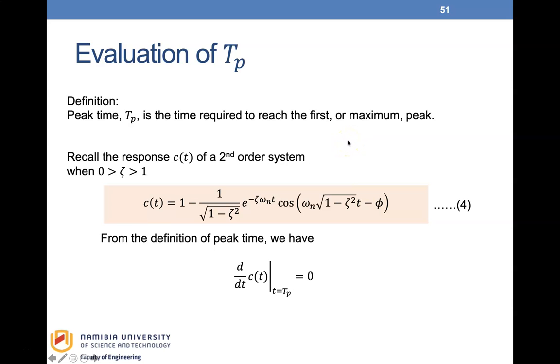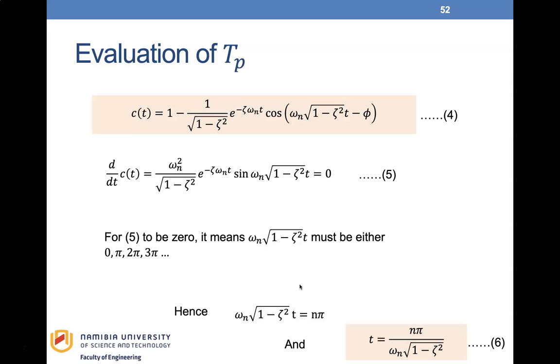We define the peak time T subscript P as the time required to reach the first or maximum peak, starting from the response equation of a general second order system. We can find T subscript P by differentiating C in the time domain, C of t, that is the response of the system, and equating it to 0. This will yield equation 5.